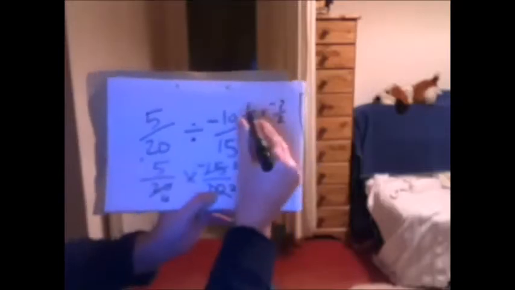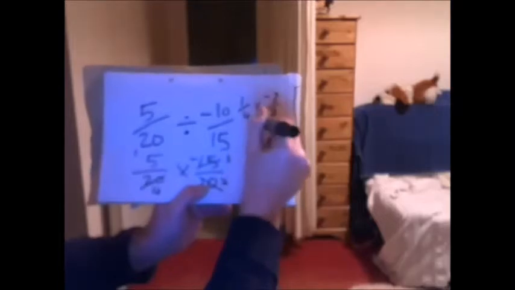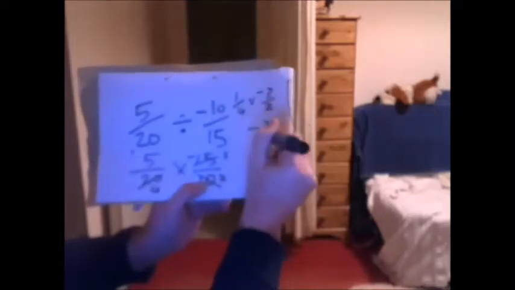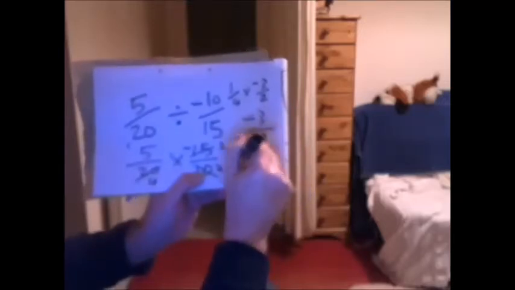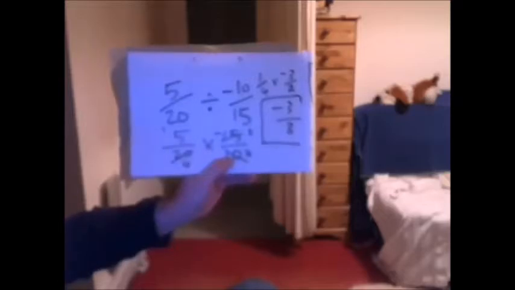So you can see what we've got now. We have now got 1/4 times negative 3 over 2. Okay, so that is going to be 1 times minus 3 is minus 3. It's going to be 4 times 2, which is 8. And that is our answer. 5 over 20 divided by negative 10 over 15 is negative 3 over 8.